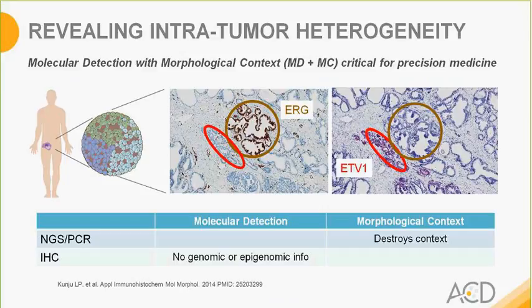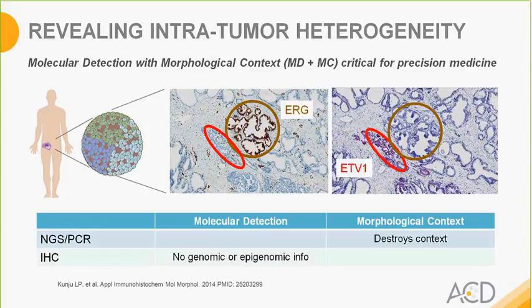Another application of the technology is for detection of intratumoral heterogeneity for the presence of specific biomarkers and genetic changes. In this prostate cancer study, dual RNAscope staining was performed for the ERG and ETV targets, the ERG shown in brown and the ETV target shown in red.